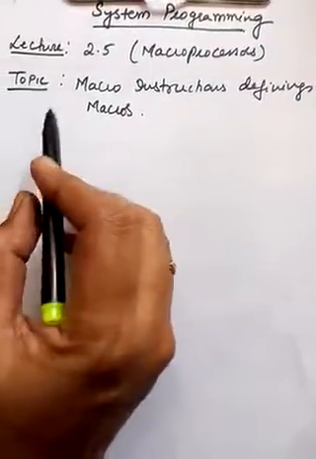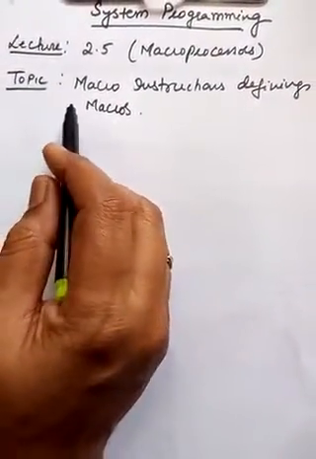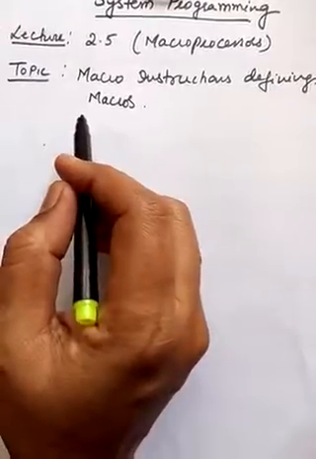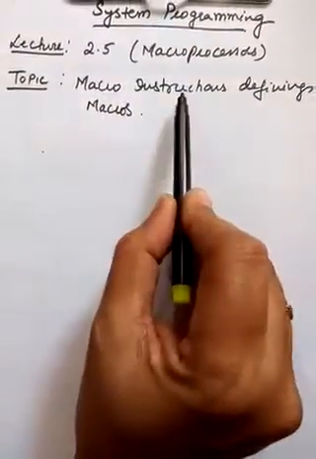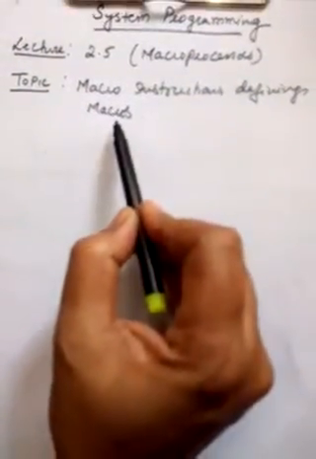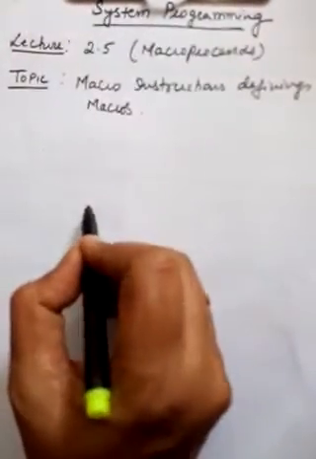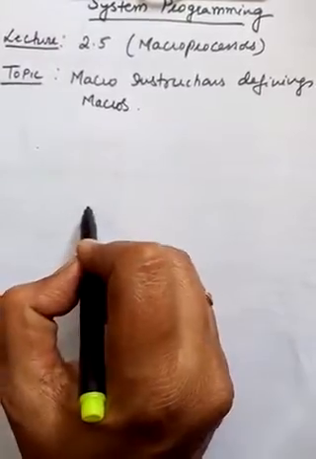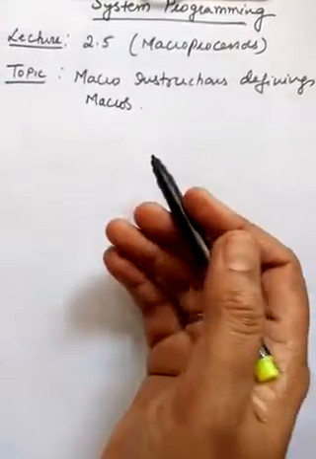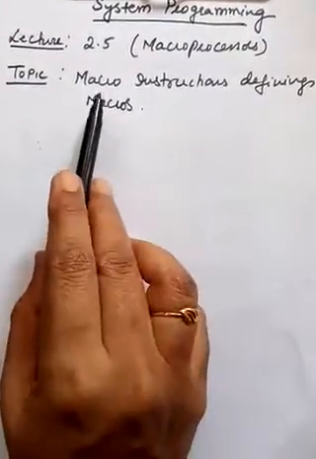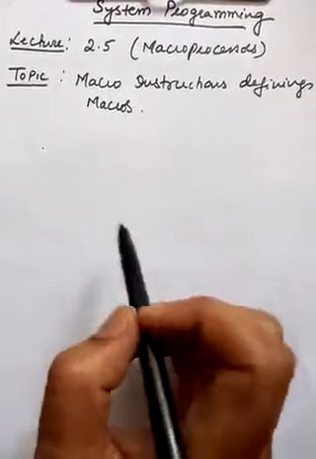Hi students, in this lecture we will understand the last macro facility, that is macro instructions defining macros. When a macro definition is present inside another macro definition, then it is referred to as macro instructions defining macros.